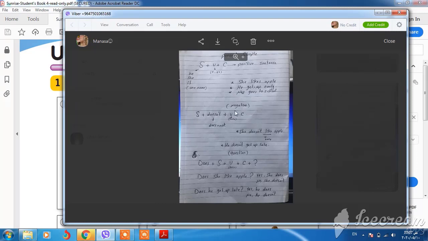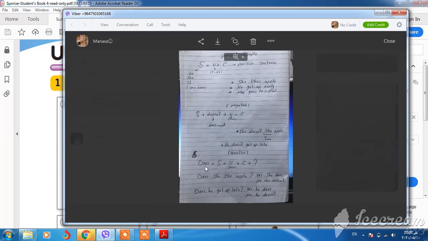Okay, it will be verb base without s or es to the verb. Okay, because we have doesn't. For example, she doesn't like apple. Because we have doesn't, the verb should be verb base. We change verb s to the verb base. She doesn't like apple. He doesn't get up late. Okay, look at the verb. We don't have s or es to the verb because we have doesn't.